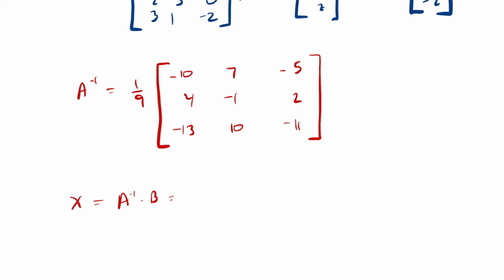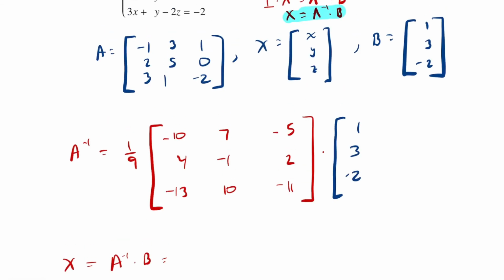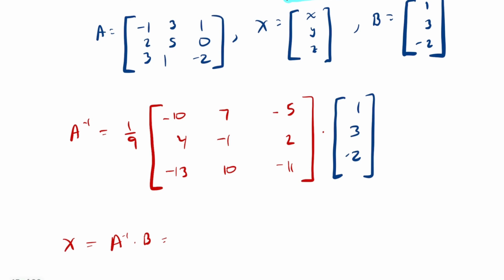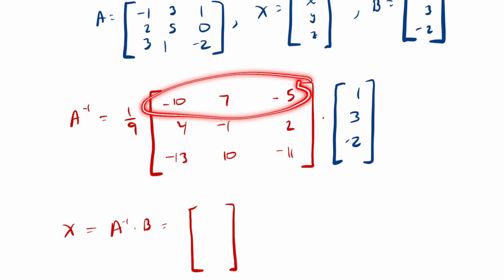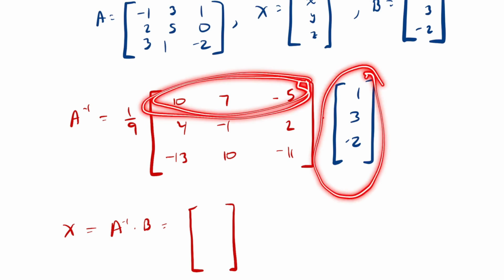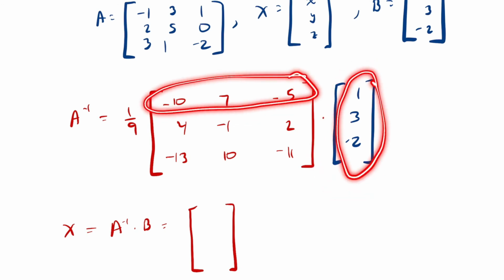I'm just going to put B over here: 1, 3, -2. The way you would multiply these two is you do the row times the column. So that's going to be -10, 21, +10. You got that times that. That's going to be -10 plus 21 plus 10, so it's just going to be 21. And of course you have the 1/9 out here still. Now let's do the next one.